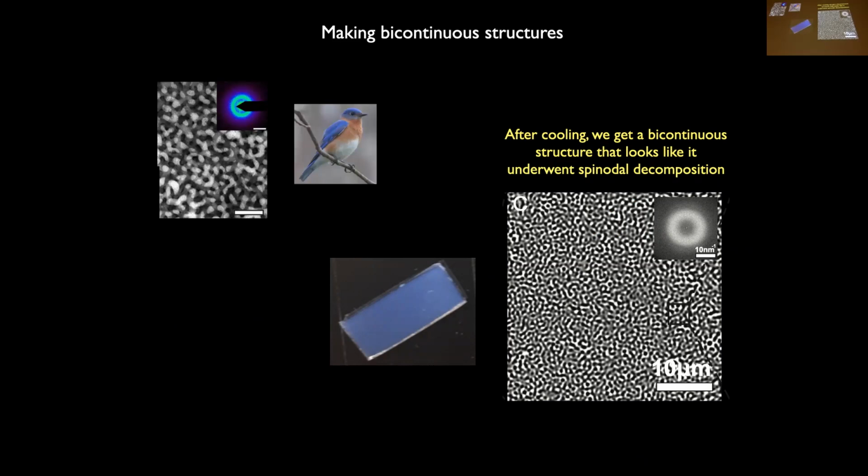What is also cool is that because the liquid she's using to drive phase separation here is a monomer, she can then polymerize it. And so now you have a structure with this bicontinuous network that's locked in.